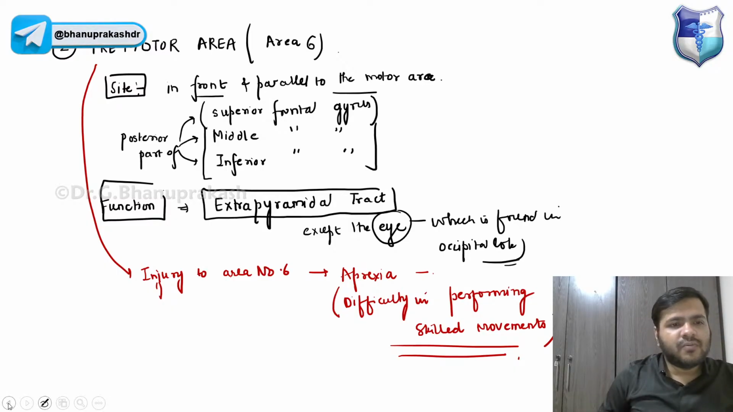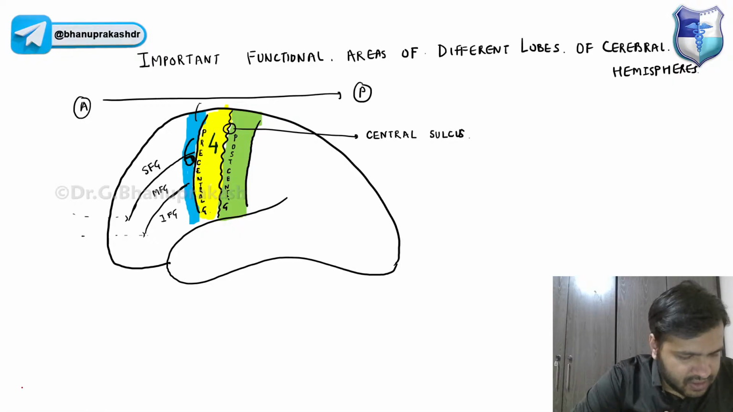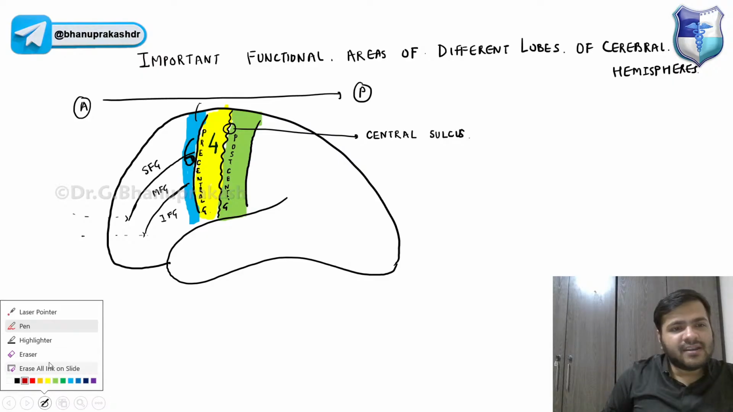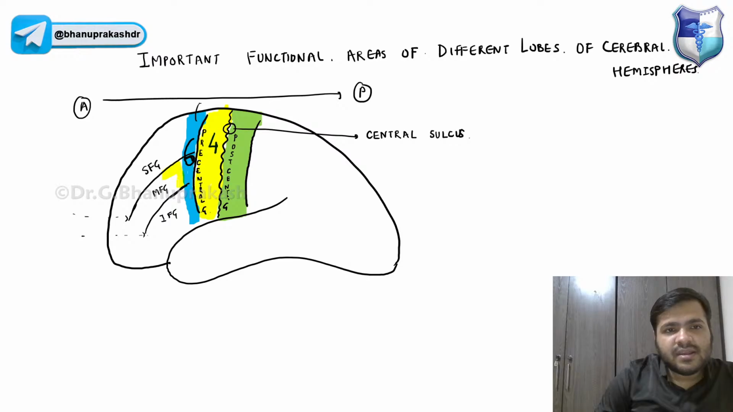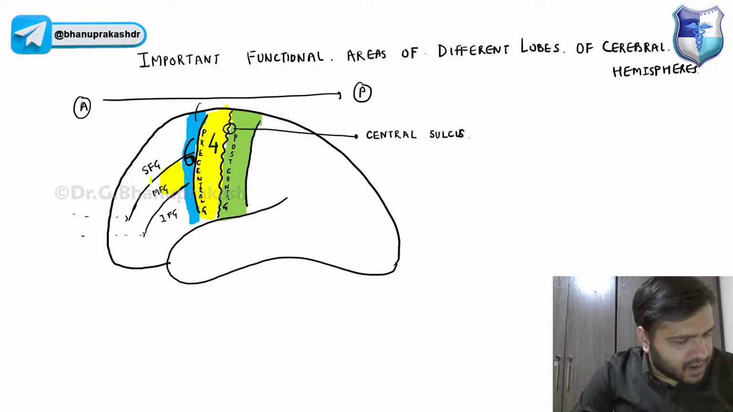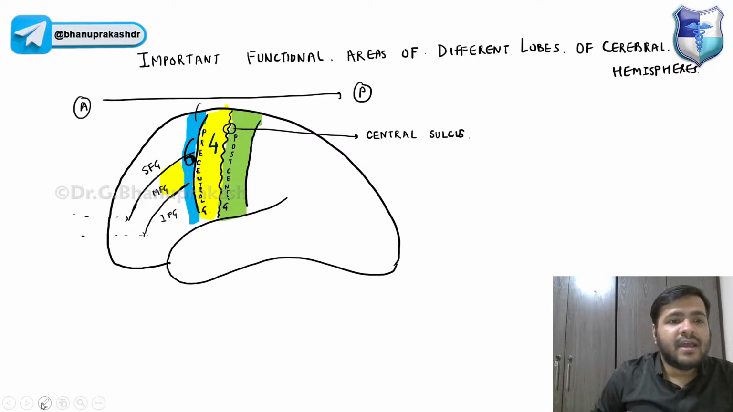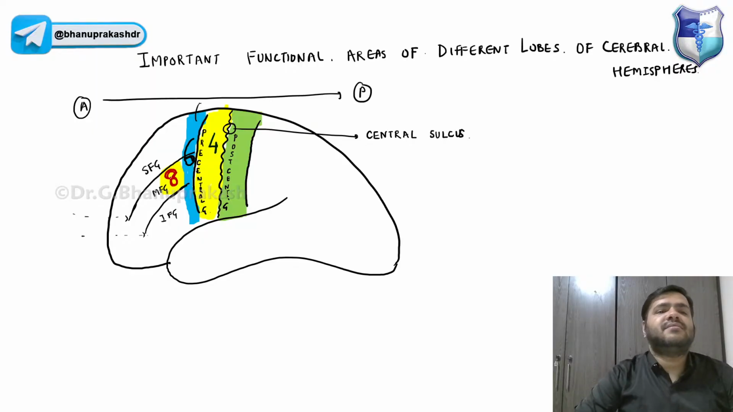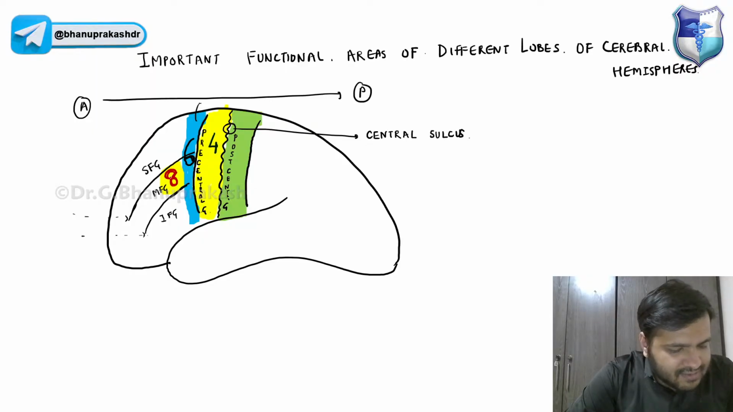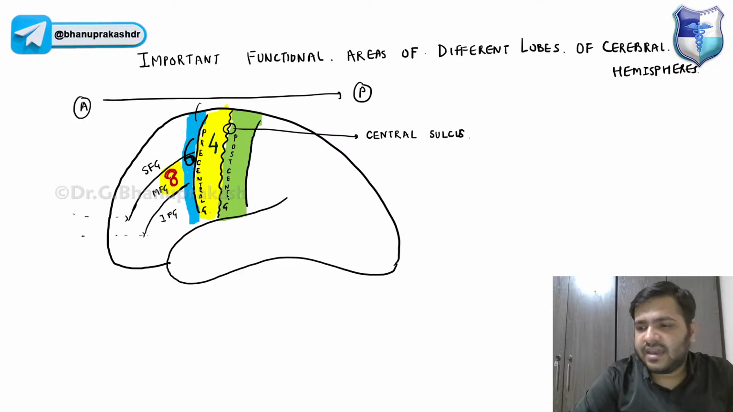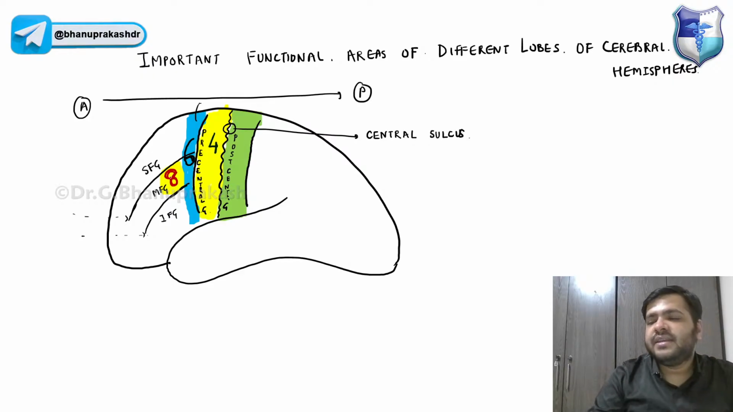Now, guys, in the frontal lobe, we have one more area, and that is only the middle frontal gyrus involved over here. Let me just show you. Only the posterior part of the middle frontal gyrus is involved over here, and that is area number 8, guys. It is called the frontal eye field, or area 8.